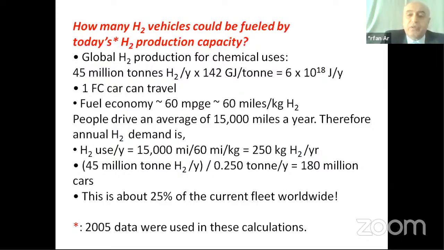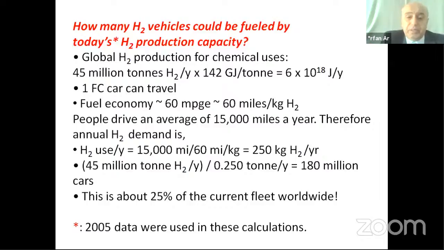Global hydrogen production for chemical uses was 45 million tons. Please note that these values are taken from 2005, and it has increased nowadays to around 16 million tons of hydrogen production per year. And 1 ton of hydrogen carries 142 gigajoules of energy. But we know that approximately 1 fuel cell vehicle can travel 60 miles using 1 kilogram of hydrogen.